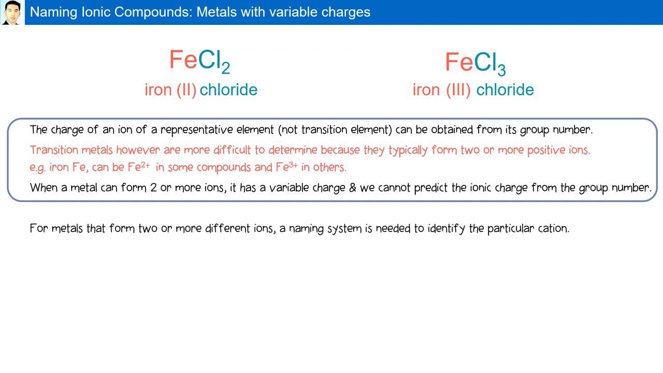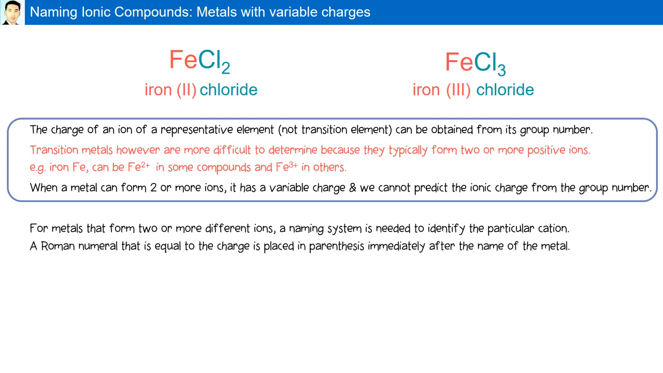For metals that form 2 or more different ions, a naming system is needed to identify the particular cation. This is called the stock system. A Roman numeral that is equal to the charge is placed in parentheses immediately after the name of the metal. Example, Fe2+ is named iron (II), with a 2 in parentheses, while Fe3+ is named iron (III), with a 3 in parentheses.